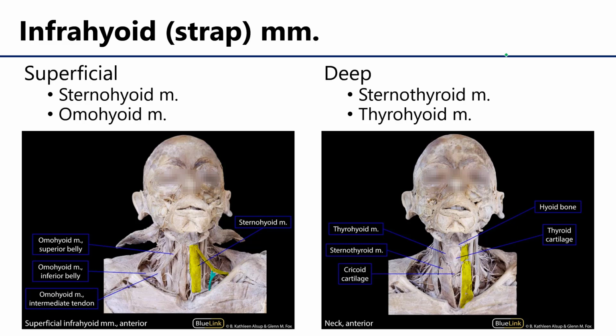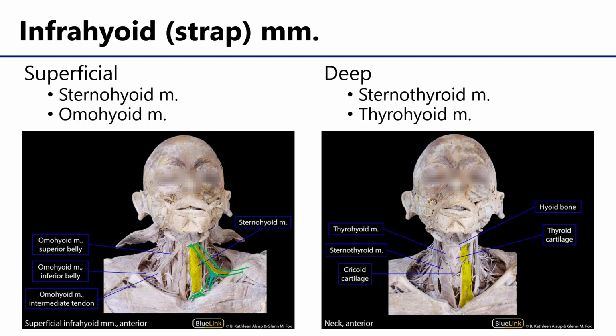The infrahyoids separate into both superficial and deep layers. The superficial layers include the sternohyoid, running from the sternum to the hyoid, whereas the other superficial muscle goes from the shoulder blade to the hyoid, and that's called the omohyoid. Omo means shoulder. We can see that one has a little intermediate loop of connective tissue that tethers that muscle down.